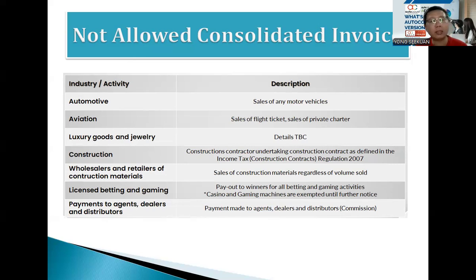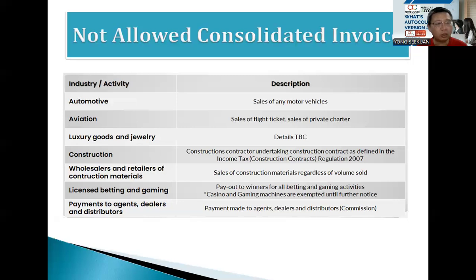Another one is the rules in the guideline: you're not allowed to consolidate invoices for certain industries. Basically, for these industries you cannot consolidate, you must submit the invoice. Let's say automotive, you buy a car. Basically, you need to provide your company name or your IC number. You put the car registration because of the road tax. And then general insurance. Basically, it cannot be consolidated.